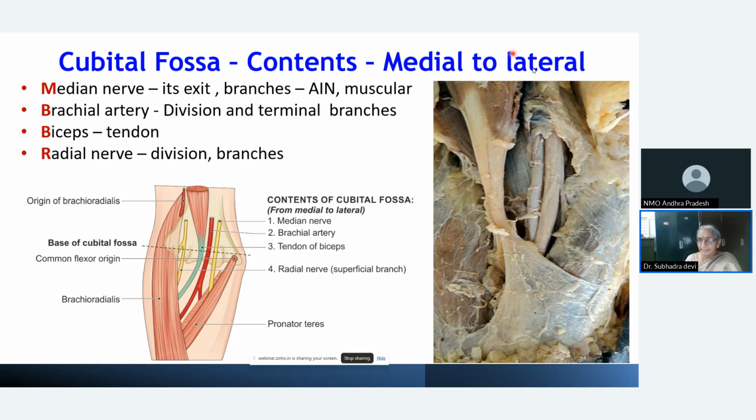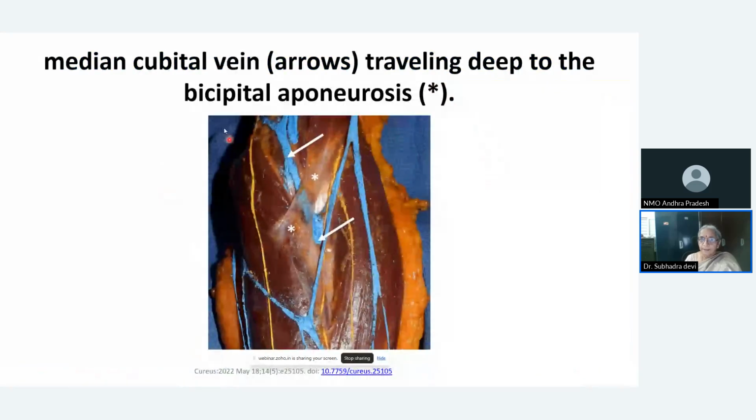And what will be the contents? Medial to lateral, how to remember them? The median nerve, and the brachial artery, and the tendon of biceps. And deeper, if you push this muscle, you can see the radial nerve. So these are the contents of the cubital fossa. And the median cubital vein I am telling you pierces the bicipital aponeurosis, and you can see it here.